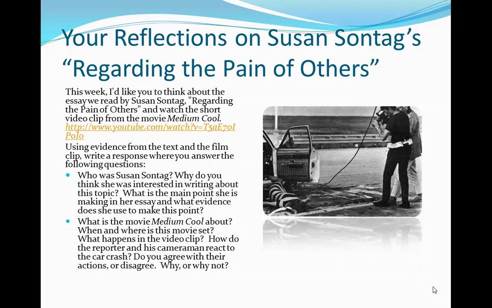So using evidence from the text and the film, write a response where you answer the following questions: Who was Susan Sontag? Why do you think she was interested in writing about this topic? What is the main point she's making in her essay, and what evidence does she use to make the point? What is the movie Medium Cool about?